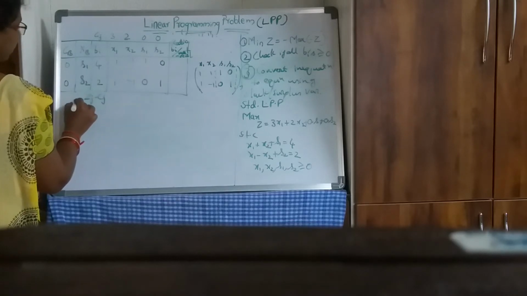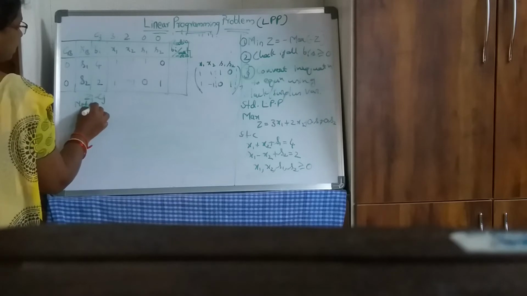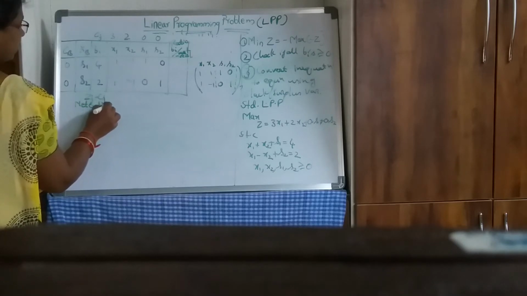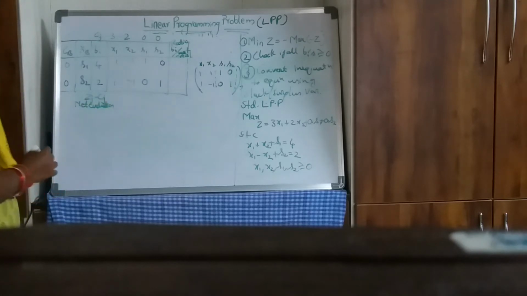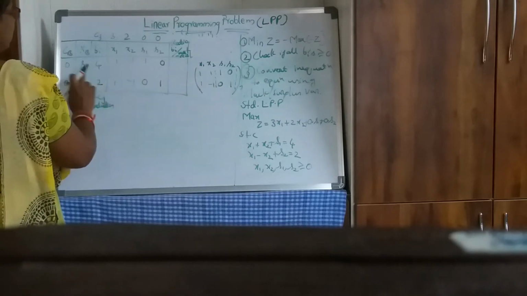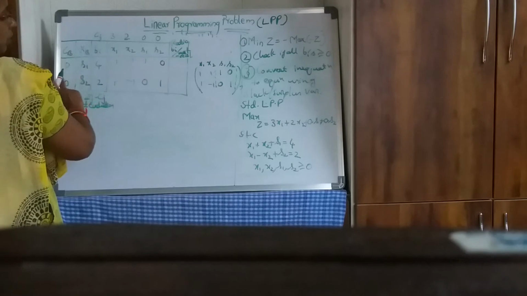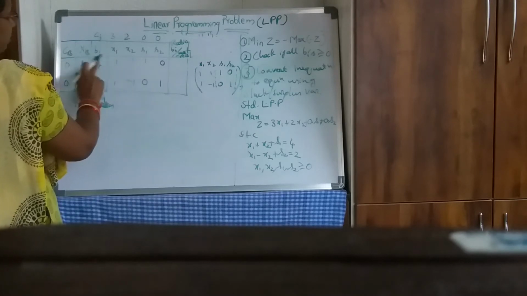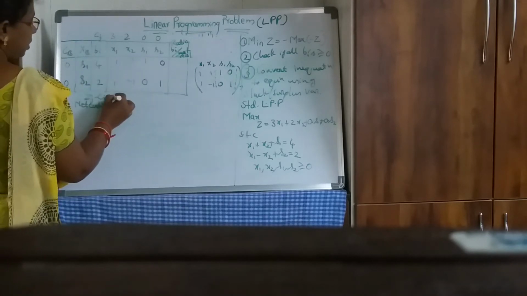Once you have filled up this simplex table, now you find Zj minus Cj. This is called as net evaluations. Zj minus Cj's are called as net evaluations. How to find the Zj minus Cj's? You have to start from here. CB into these columns. So 0 into 1 plus 0 into 1, that is 0.